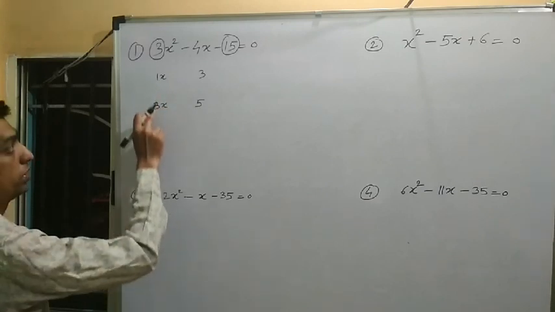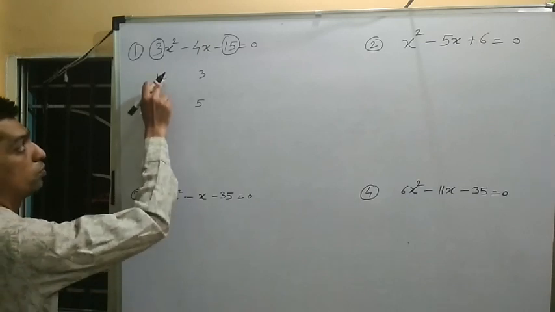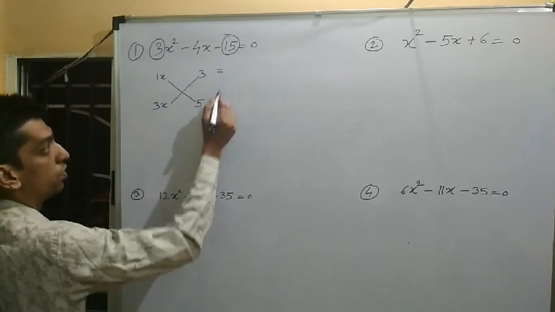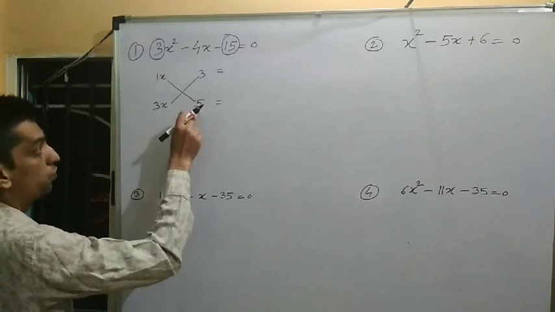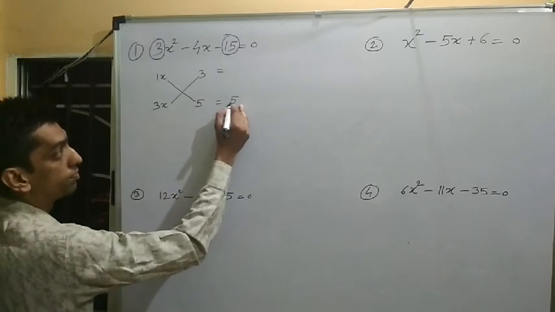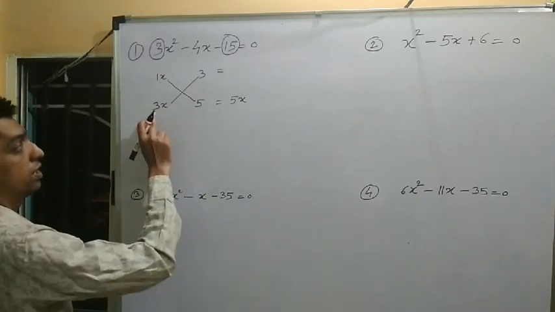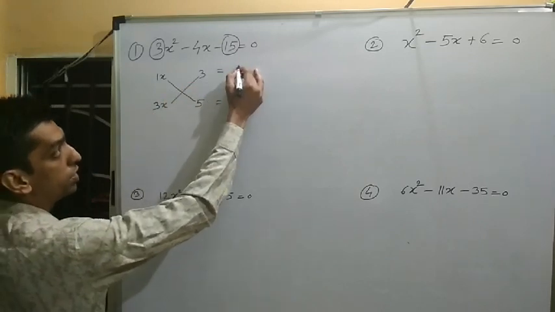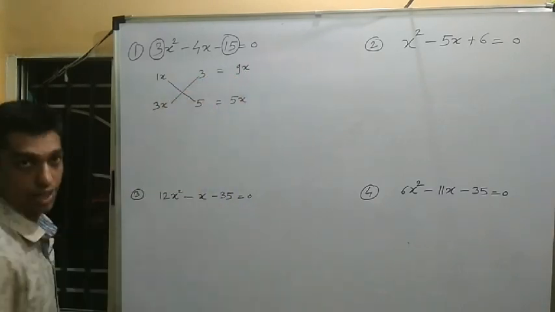In the next step, we have to take x here and here also. Take x along with both these numbers, whatever numbers we have got here, and then cross multiply. See here, 1x into 5. First multiply these two, 1x into 5, and whatever the multiplication is, it should be written here. 5x. So 1x into 5 is 5x. Similarly, 3x into 3. Multiply these two numbers and write the result here. So 3x into 3 is 9x.